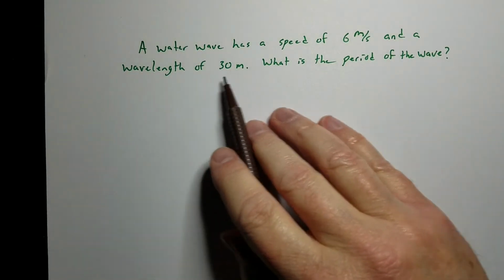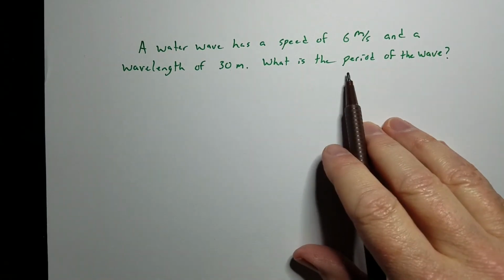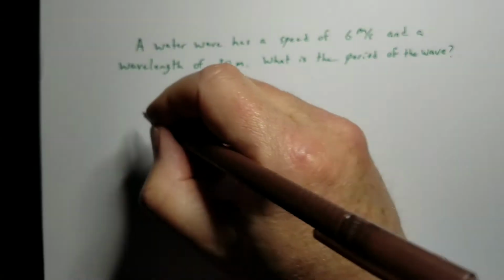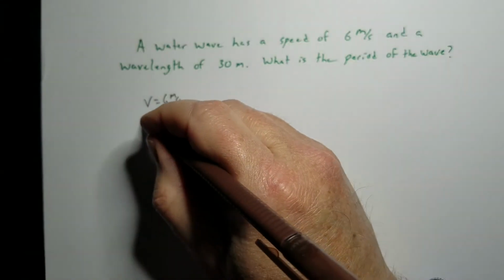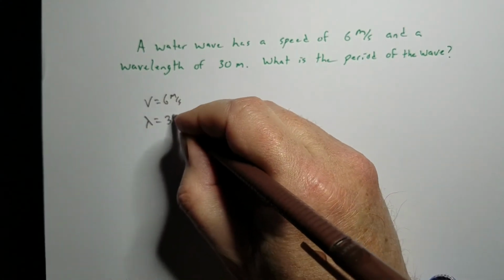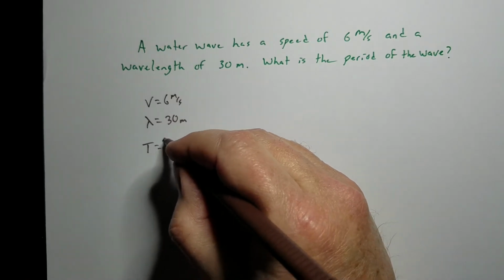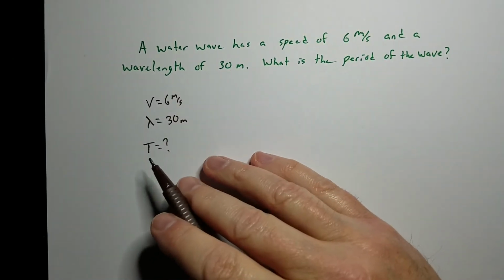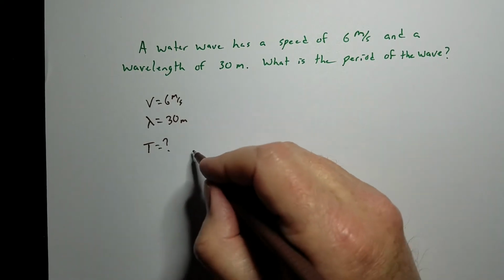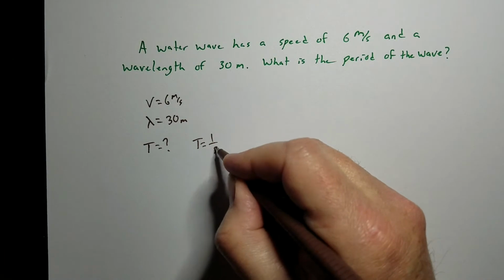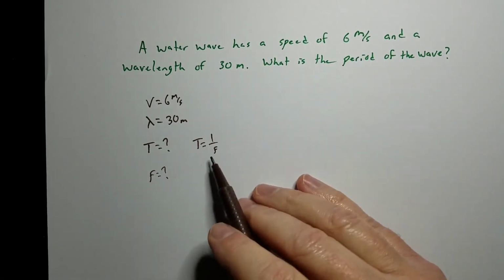On this one, we've got a water wave that has a speed of 6 meters per second and a wavelength of 30 meters, and we want to know the period of the wave. So the velocity is 6 meters per second, the wavelength is 30 meters, and we're looking for period. Well, we have one little issue here. We know period is 1 over the frequency, so that means I also need to find frequency in order to use that equation.